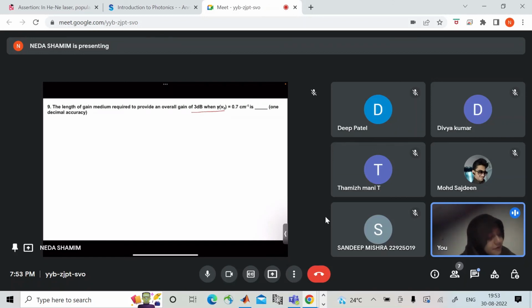3 dB is the overall gain, and we have been given the gain coefficient. Now no population and all, we have to relate the gain and the gain coefficient with the length. Does anyone know the formula related to that? How much is gain in terms of the gain coefficient and the length? What is the formula for that?